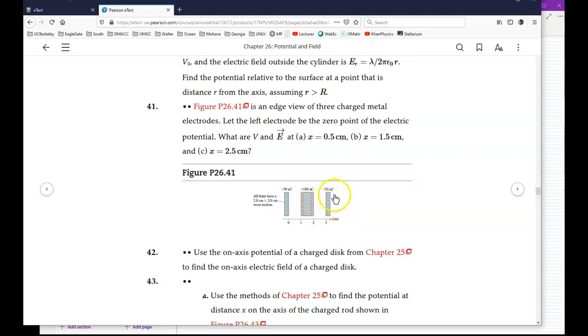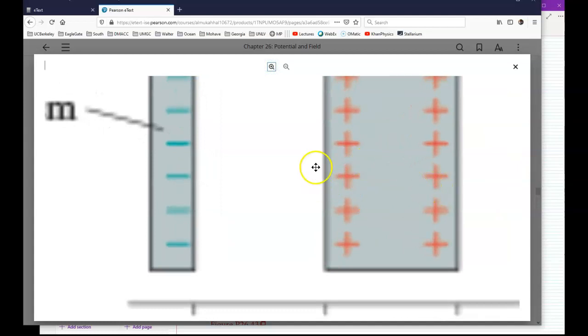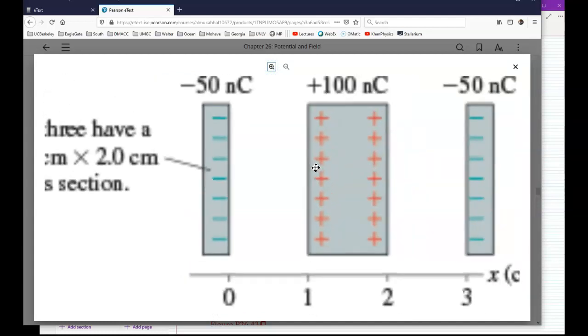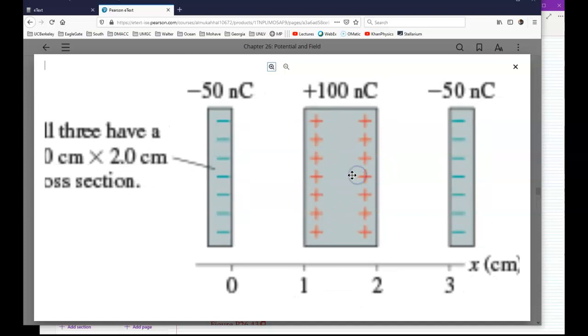See the picture right there? So it says here, you're looking at those capacitors. They're kind of a double capacitor. You get this big thick plate, plus here. The charge on this plate is 100 nanocoulomb, and the charge on this plate is negative 50 nanocoulomb. I'm sorry it's too small. Let me see if I can make it a little bit bigger. Oh, there, I'm using the wheel. Okay, I hope you can see it now.